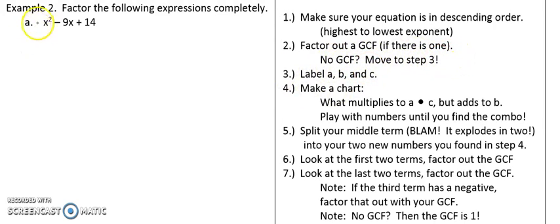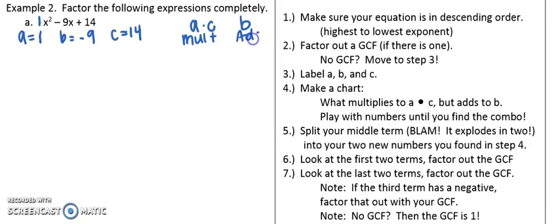Label A, B, and C. A is the number in front of the x squared. B is the number in front of your x. And C is your number that has no variable with it at all. Make a chart. What multiplies to give you A times C, but adds to give you B. Well, first, what's A times C? That'd be 1 times 14, which is 14, and adds to give you B, and B in our case is negative 9.